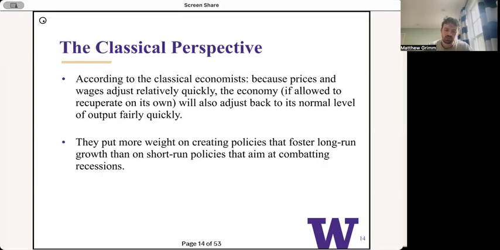Okay, so the classical perspective, because prices and wages adjust relatively quickly, which means they adjust really fast, the economy will also adjust back to its normal level of output fairly quickly. They put more weight on policies that are going to foster long run growth than on short run policies that aim at combating recessions. So instead of specifically combating recessions or controlling inflationary periods where we have a lot of output, they are going to say, well, we should just focus on the long run and get that long run aggregate supply moving to the right.